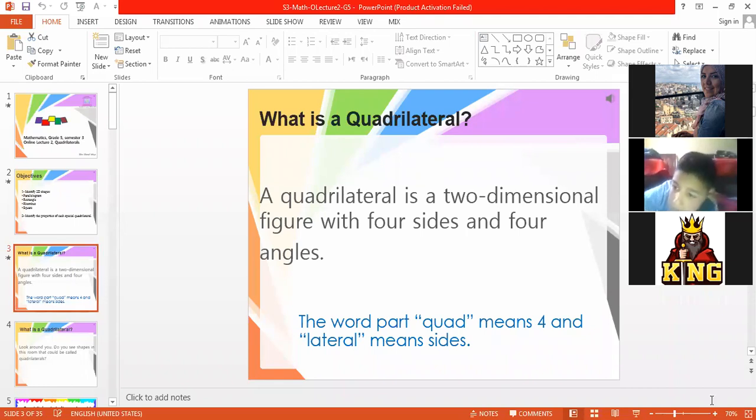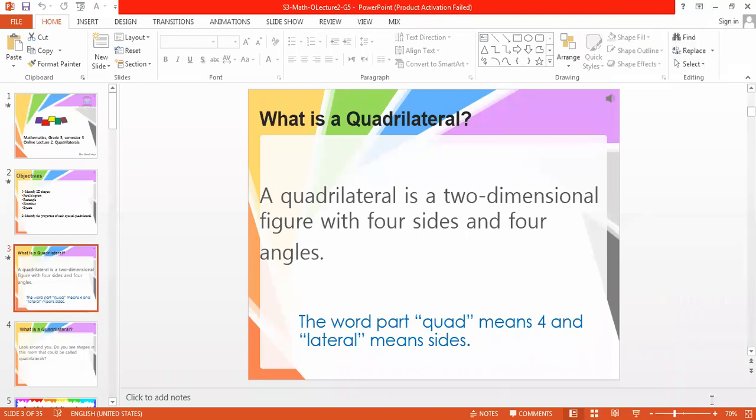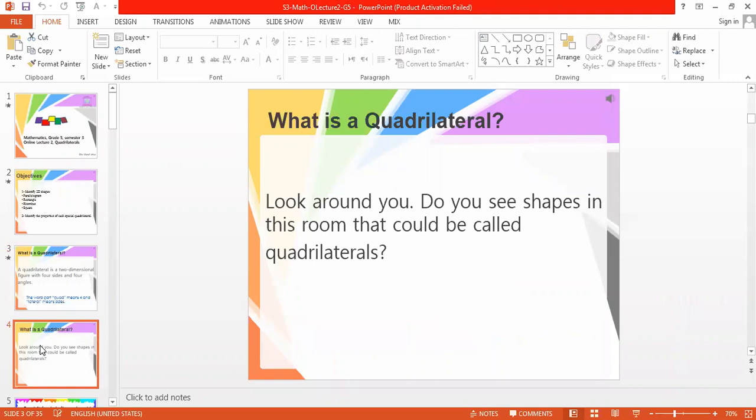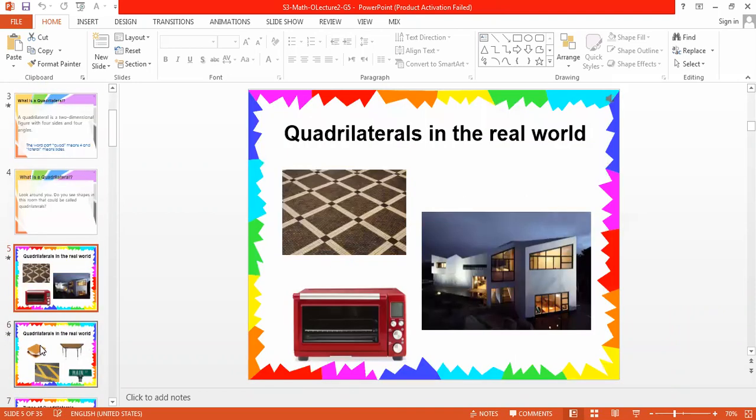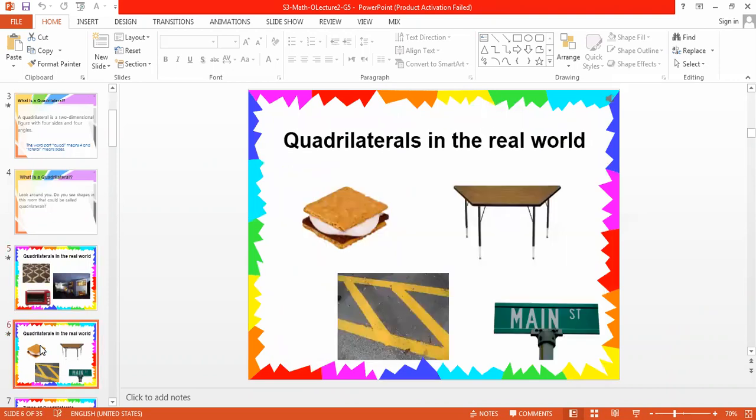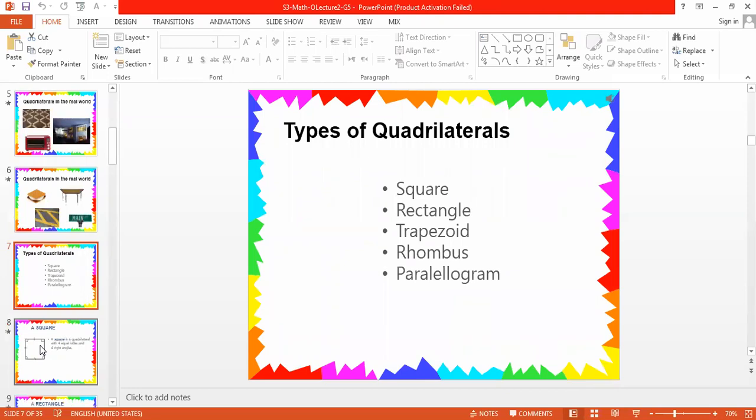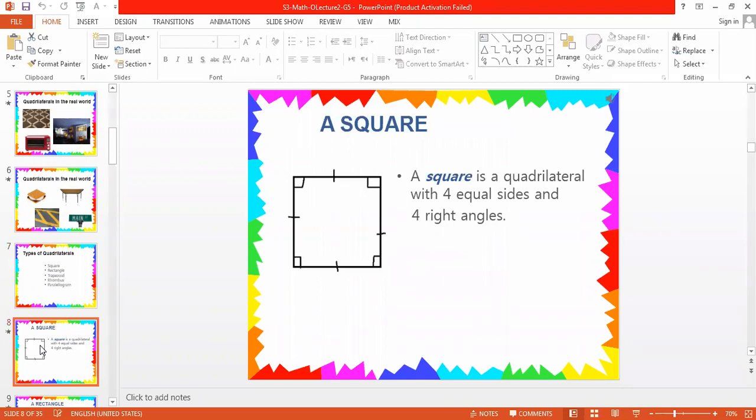Is it clear for everyone? Great. Then we looked around us in our rooms and we listed some shapes that are quadrilateral. Some of them are the carpets, the window, the table. Most of the things around us are made up of quadrilaterals. Then we started with the types of quadrilaterals: square, rectangle, trapezoid, rhombus, parallelogram. First of all, we are going to remember together what's the meaning of a square.